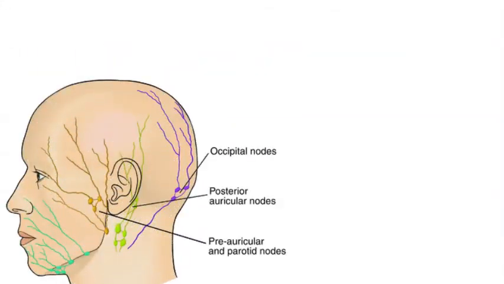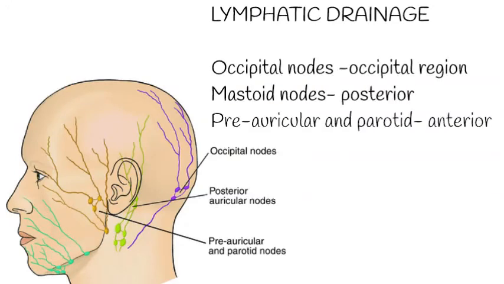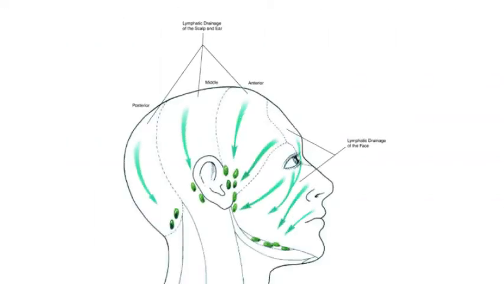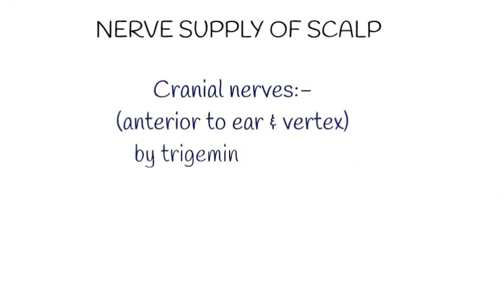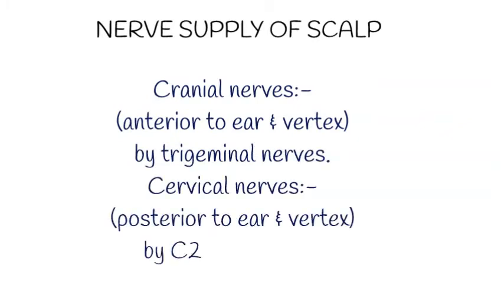Next we are discussing the lymphatic drainage of the scalp. The lymphatics in the occipital region initially drain to occipital nodes. The lymphatics from the anterior part of the scalp, except the lower half of the forehead, drain into preauricular lymph nodes. The lymphatics from the posterior part of the scalp drain into mastoid lymph nodes. Nerve supply of the scalp. The nerves in front of the auricle are derived from the trigeminal nerve, whereas those behind the auricle are derived from the second and third cervical nerves.